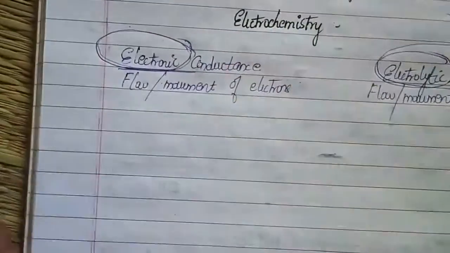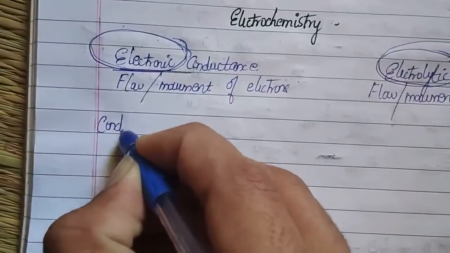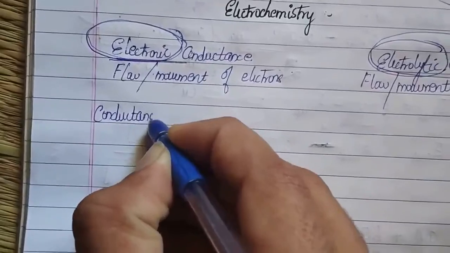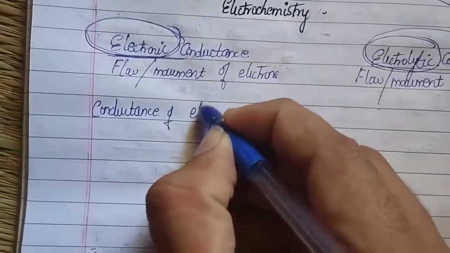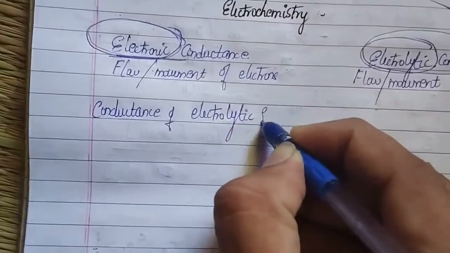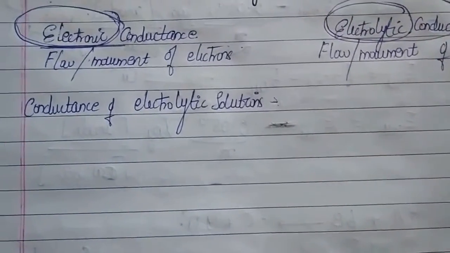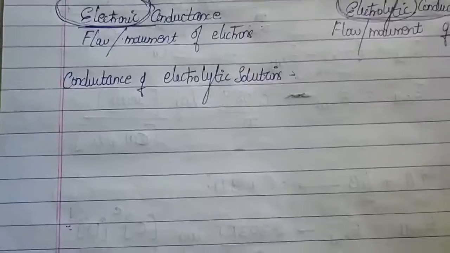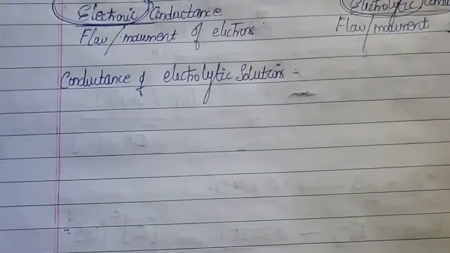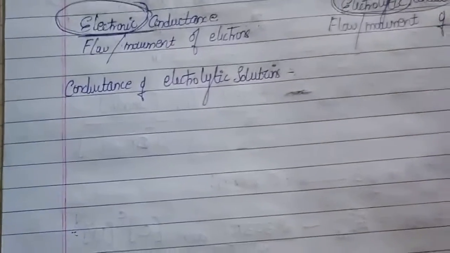Very good. So basically, from now onwards whatever we are going to study will be the conductance of electrolytic solutions. Basically the solutions or the molten electrolytes, we will study about these. How much is their conductance, and what does it depend on? All these aspects will be dealt with from now onwards.